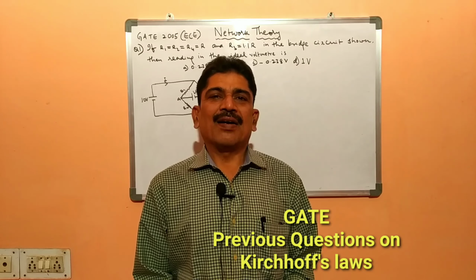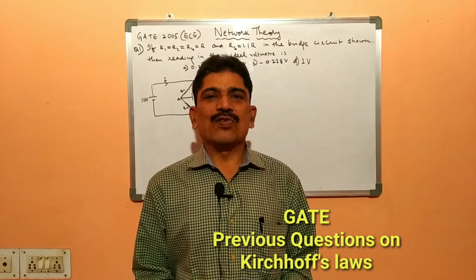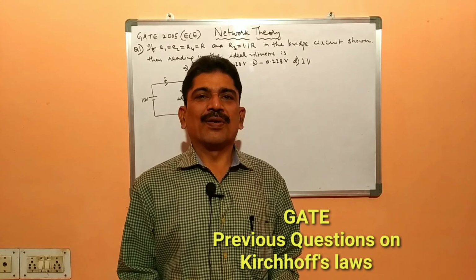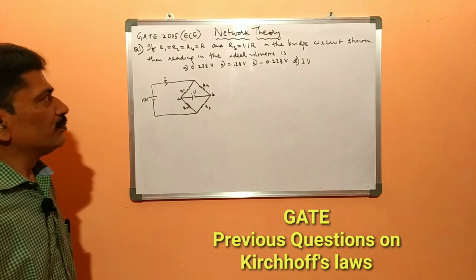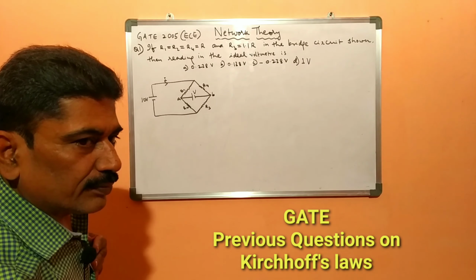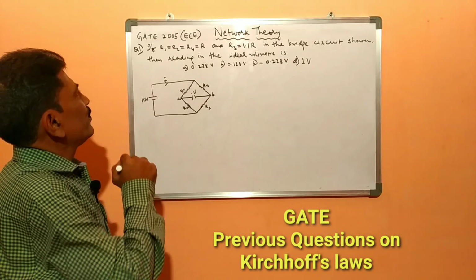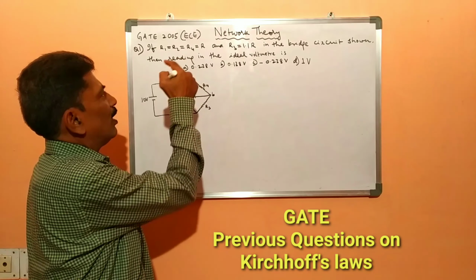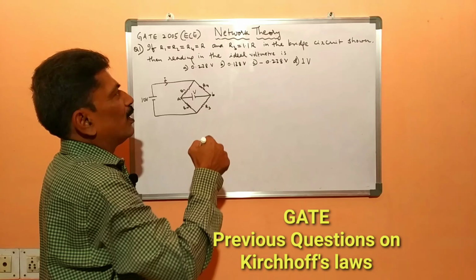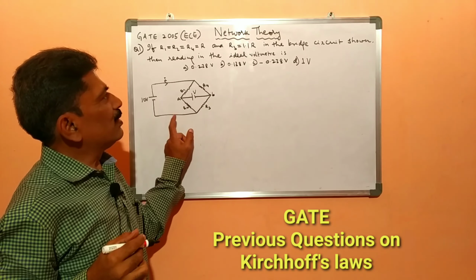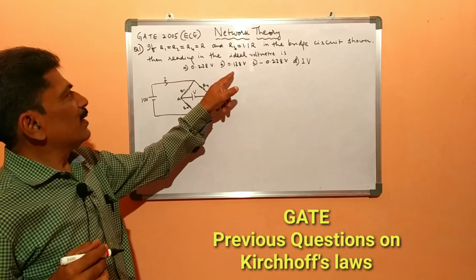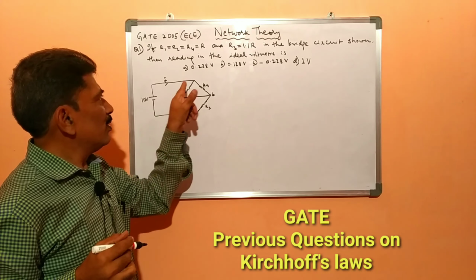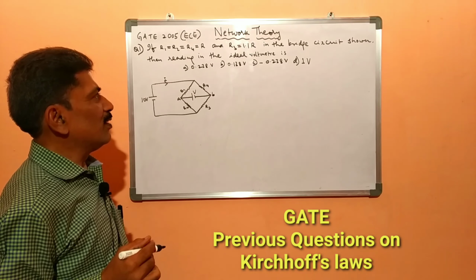In today's session, I will discuss GATE previous questions on Kirchhoff's laws from 2005 onwards. The first question: if R1 equals R2 equals R4 equals R and R3 equals 1.1 R in the bridge circuit shown, then the reading in the ideal voltmeter is one of these options. Let us find out now.